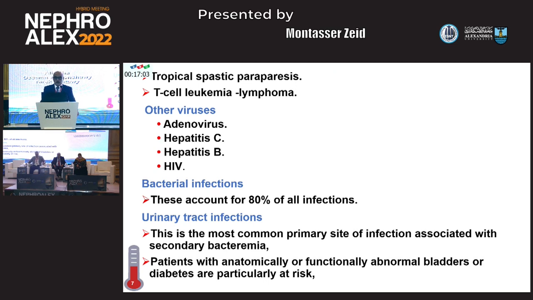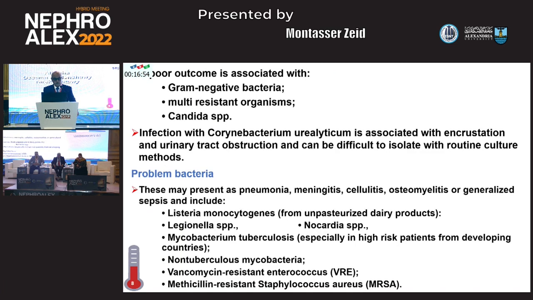Bacterial infections account for about 80% of all infections, and urinary tract infection is the most common infection occurring in renal transplant recipients. Poor outcome is associated with gram-negative bacteria, multi-resistant organisms, and candida species.